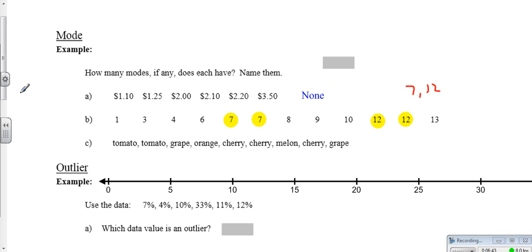Okay. Next one, you can do words even here. Tomato, tomato. Grape, orange, cherry, cherry, and another cherry. So if you're talking about what shows up the most, then definitely you're going to have to go with the cherry, since it shows up the most. Even though tomato shows up twice, cherry wins.